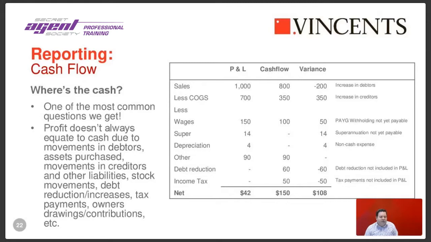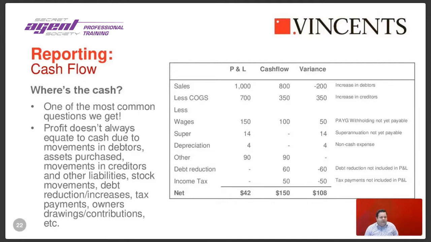Now we look at your wages bill. Let's assume that you've got a wages bill of $150. From a cash flow perspective, all that leaves your bank account is $100. The reason why is there's a difference for the PAYG withholding that you haven't paid to the government yet. That usually comes out at quarter end. So essentially there's $50 that's owing to the government that you haven't paid out of cash flow yet. Your superannuation, again, is not payable until quarter end. This is specifically for the Australian listeners.